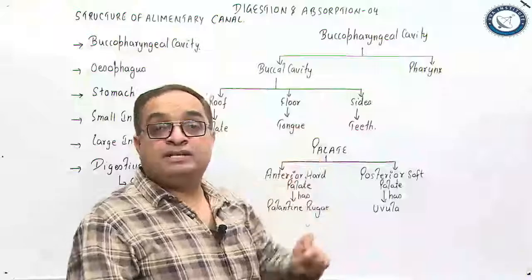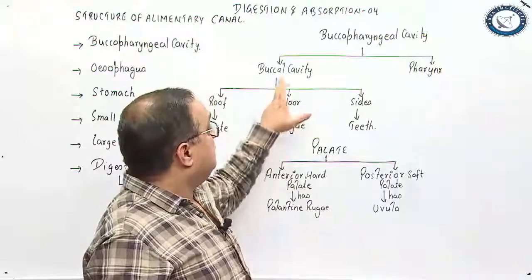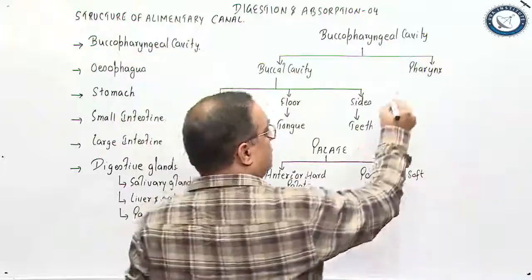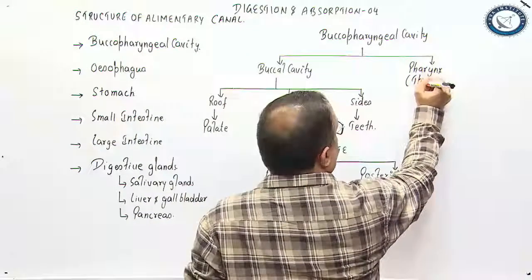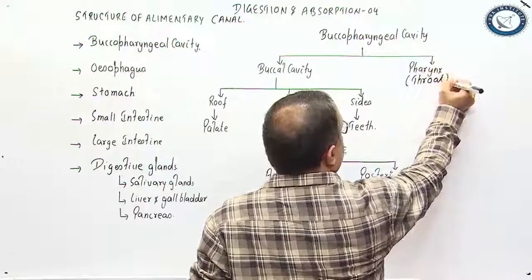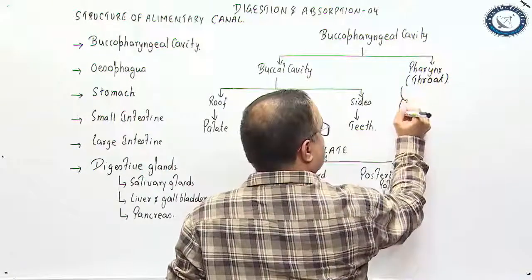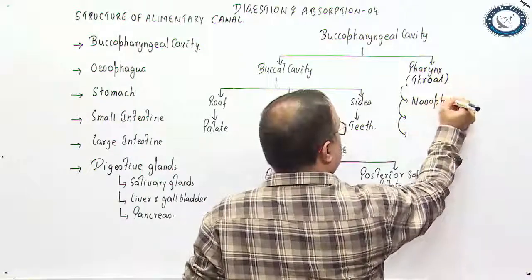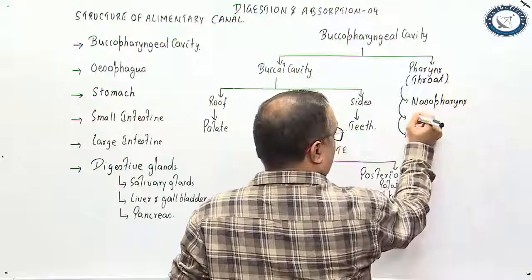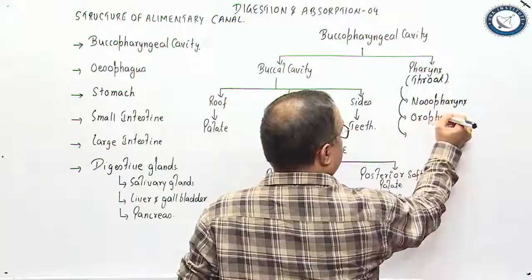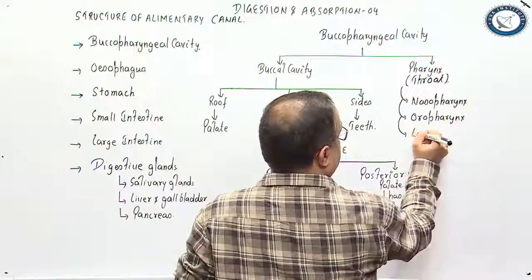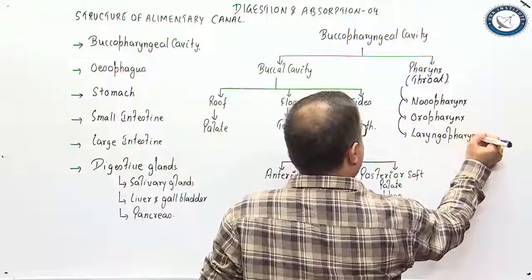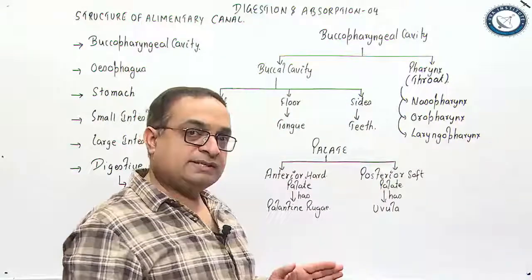Now when we say buccopharyngeal cavity, it includes buccal cavity and pharynx. Pharynx is also called throat. It is the common passage for food and air. Pharynx includes nasopharynx, oropharynx, and laryngopharynx. Right? We'll discuss pharynx in detail.